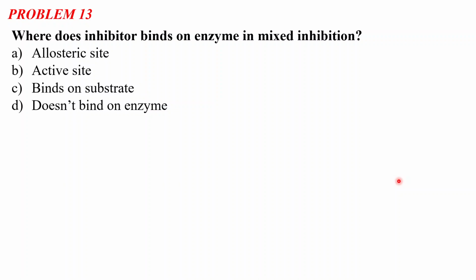All of you try to answer the question. As I have said, even if your answer is wrong, it doesn't matter, but I want all of you to participate. After you try to answer this question, I will show you the answer and we can discuss it. What is mixed inhibition and where the inhibitor binds during mixed inhibition, we can have a full discussion on it. But before that, I want all of you to try to answer this question. Your options are number A, allosteric site, number B, active site, number C, it binds on substrate, and number D, does not bind on the enzyme.